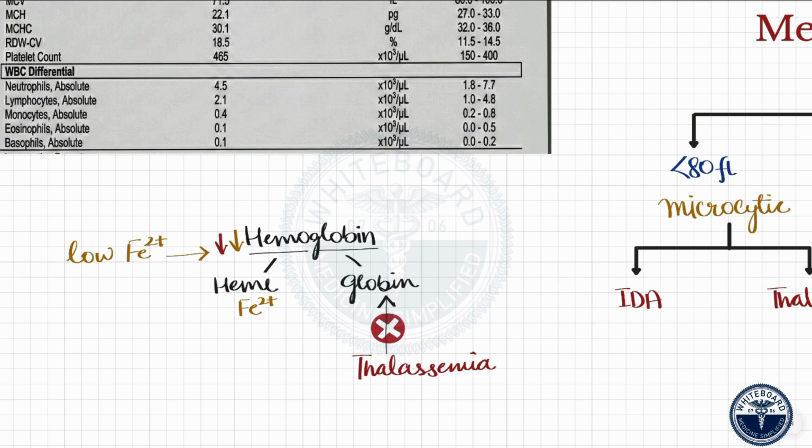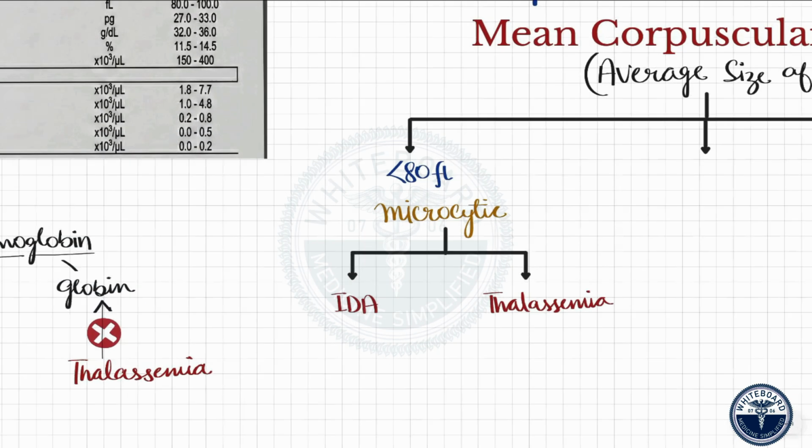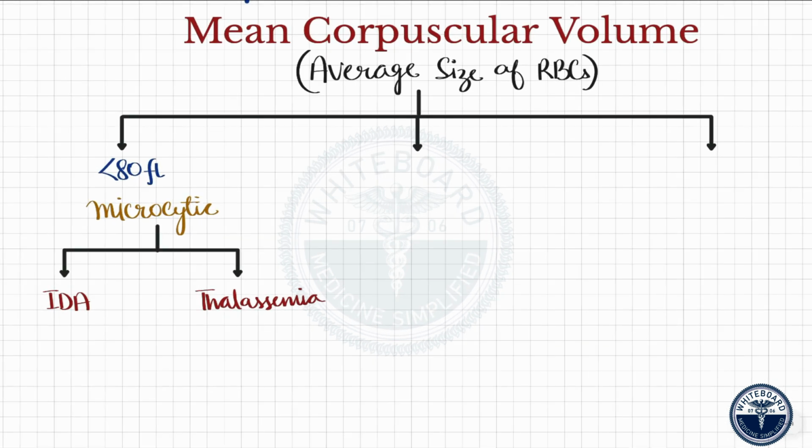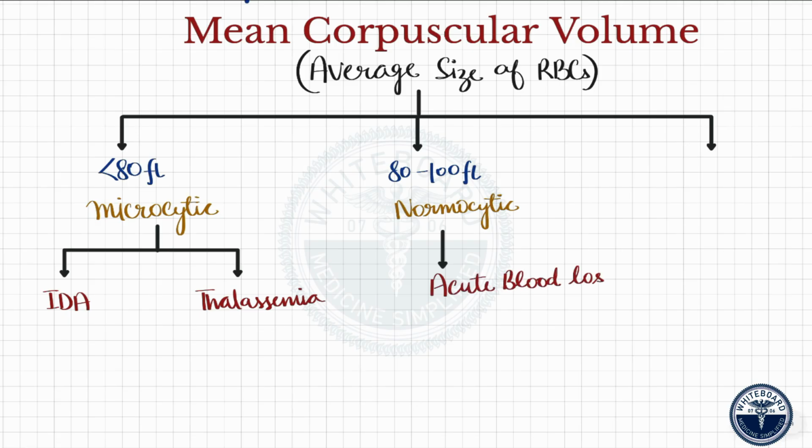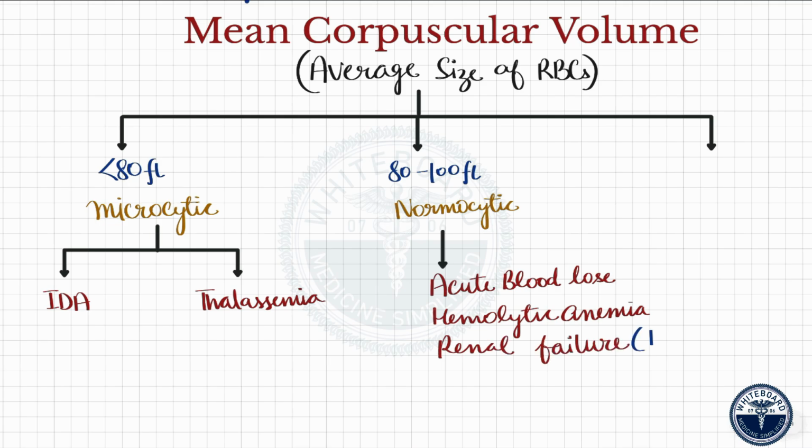So, think of an RBC like a balloon, and hemoglobin is the air that fills the balloon. If there is less air, the balloon doesn't expand fully and stays smaller than normal. So, MCV is low in iron deficiency and in thalassemia. If the size of RBC is normal, that is, between 80 and 100 femtoliters, it suggests normocytic anemia, which may occur in acute blood loss, hemolytic anemia, or renal failure because of decreased erythropoietin levels.